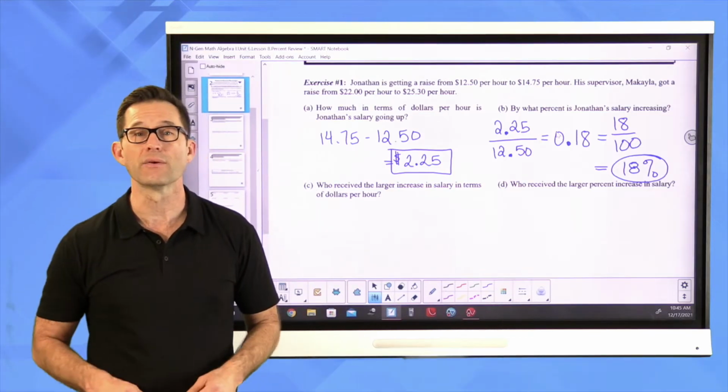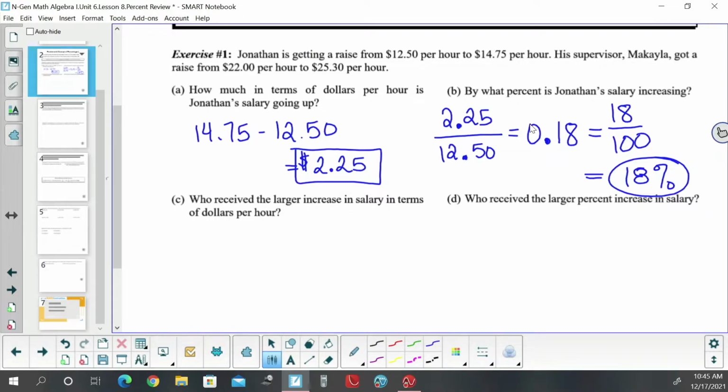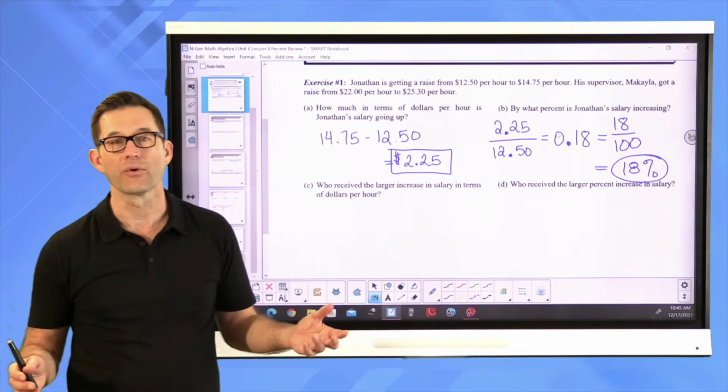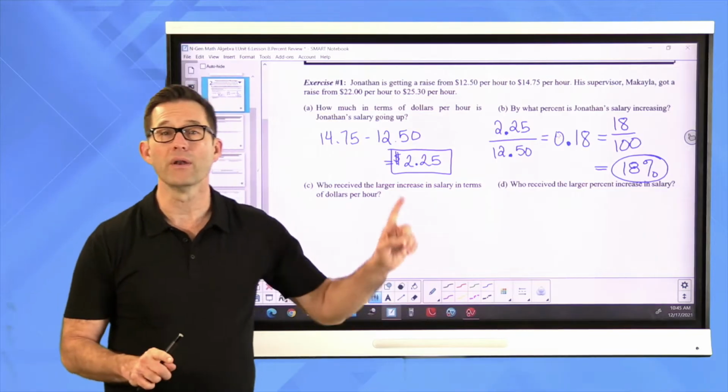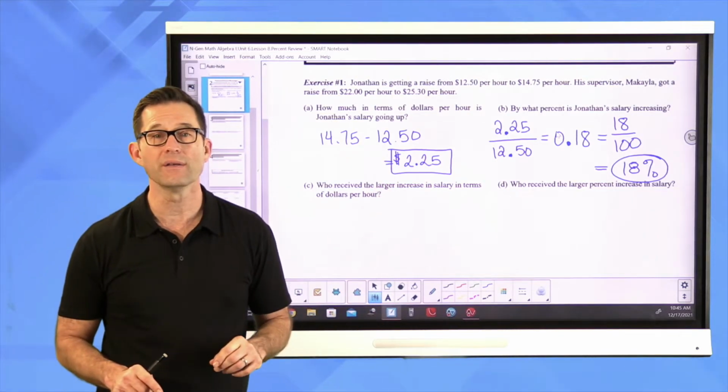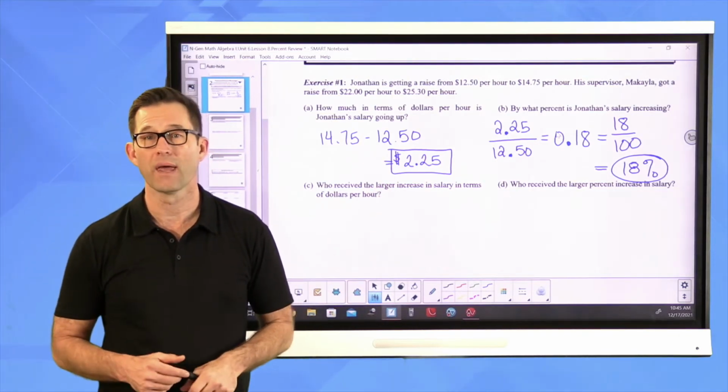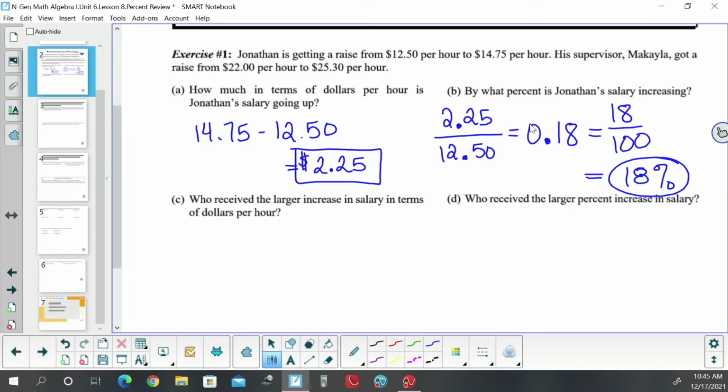Let's take a look at letter C. Who received the larger increase in salary in terms of dollars per hour? So who got the larger salary increase, Jonathan or Michaela? Why don't you take a moment? You already know what Jonathan got in terms of a raise. Why don't you go ahead and figure out what Michaela got in terms of a raise?